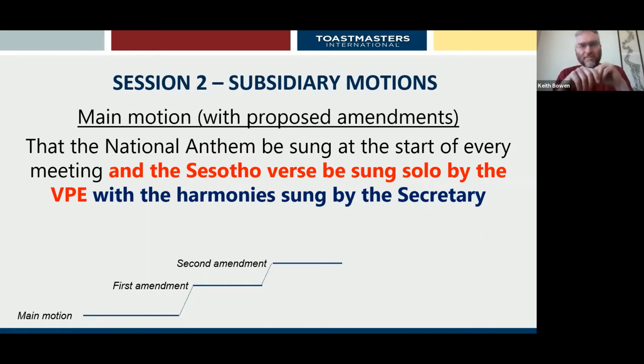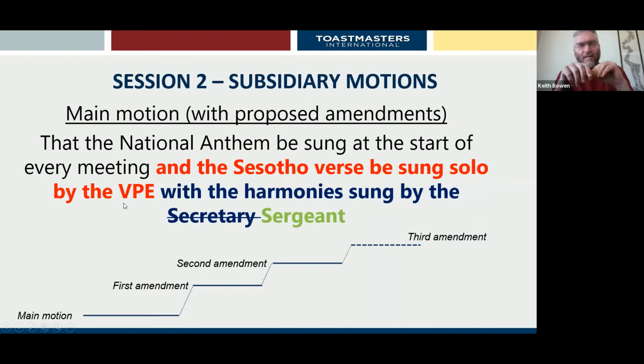And if we jump to the next one, someone could then come along and say, well, actually, I'm making a third amendment. I don't want this to be the secretary, I want it to be the sergeant. Click again. Technically, that's not allowed. As I said, you can only have two running amendments at the same time. So the third amendment is considered unacceptable, and so you can't discuss it.